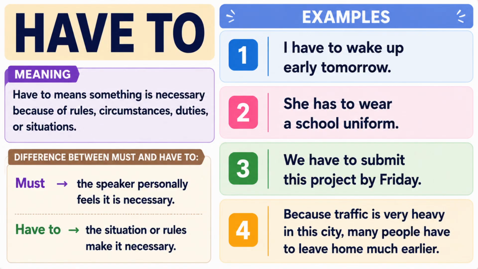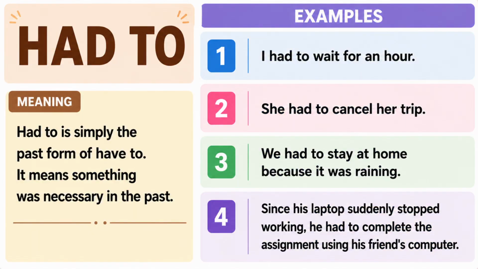Because traffic is very heavy in the city, many people have to leave home much earlier. Now we will learn about had to. Had to is simply the past form of have to. It means something was necessary in the past.